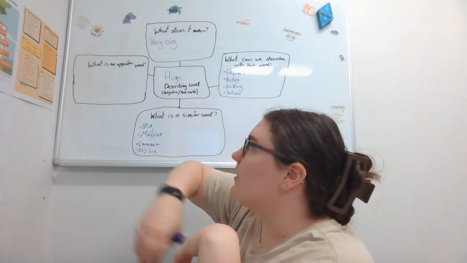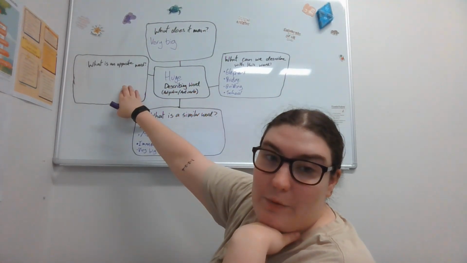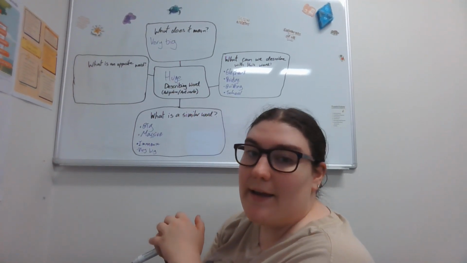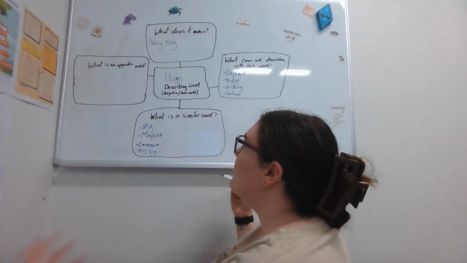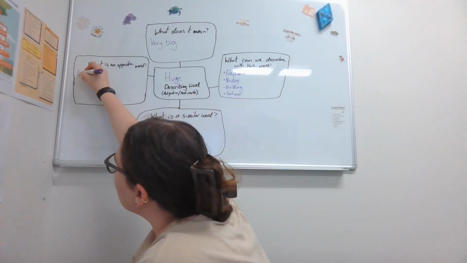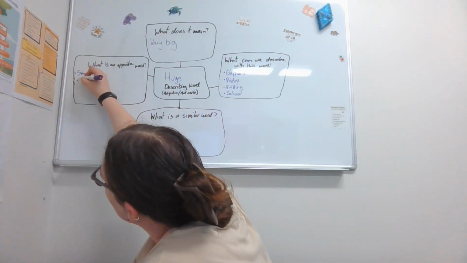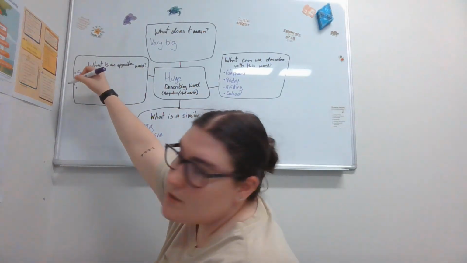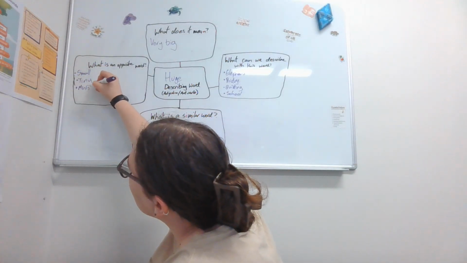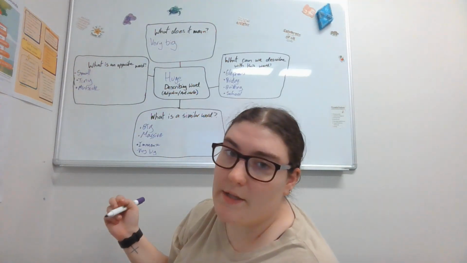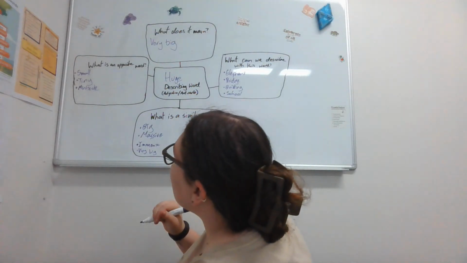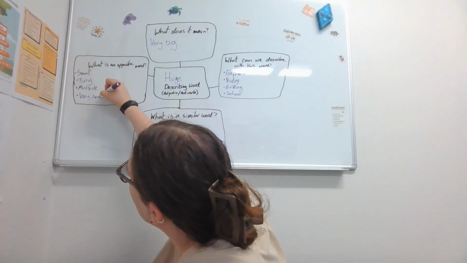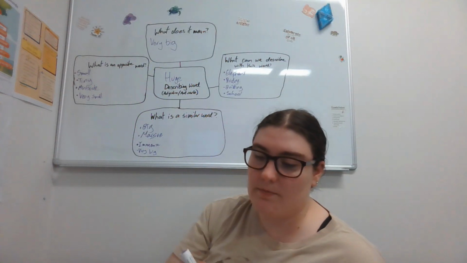And finally, what is an opposite word? This is obviously dependent on your student knowing what opposites are, but you can make that judgment call depending on the student's age and their level of knowledge and language skills. So what is an opposite of huge? We could have small, tiny. A tier 3 word might be minuscule. Again, only using those tier 3 words if they're appropriate for your student. We might say very small because huge is very big.